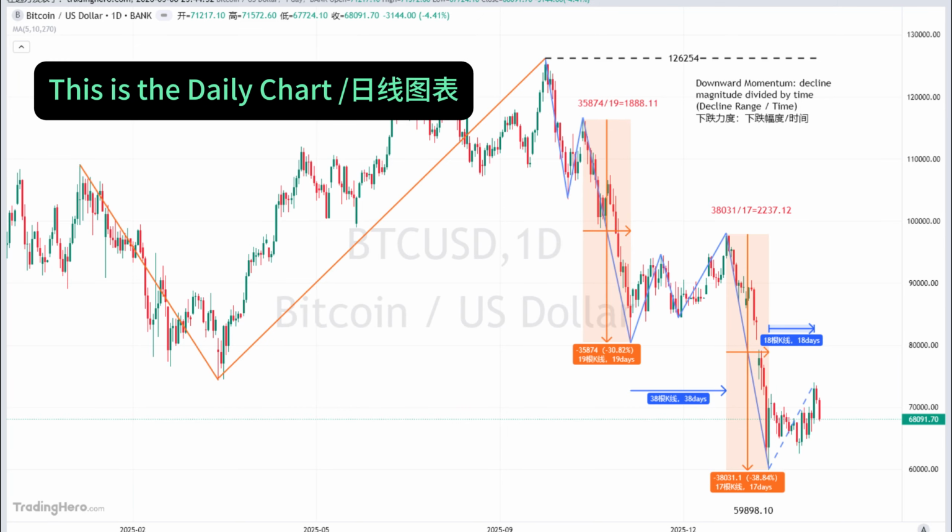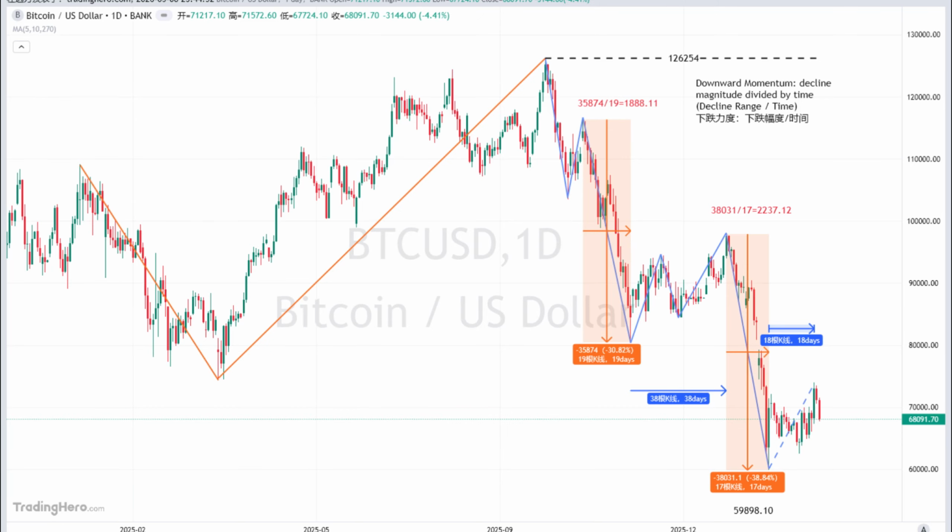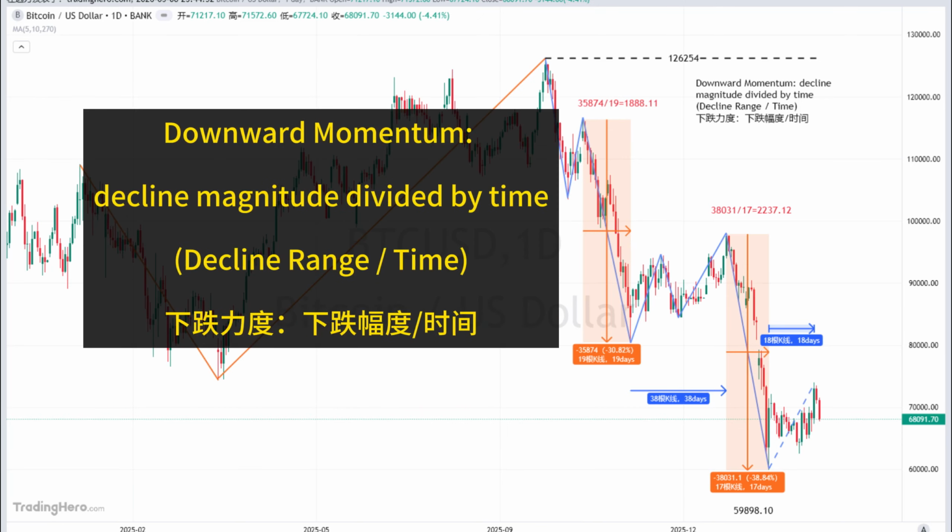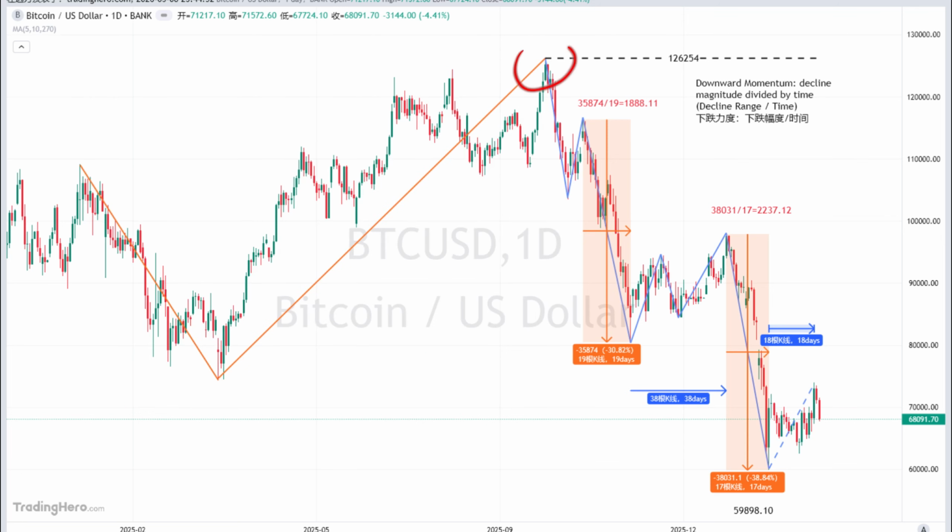Let's first look at the daily chart. On the chart, I've marked the calculation formula. The downside momentum is calculated as the magnitude of the decline divided by time. Starting from the high of 126,254, Bitcoin has mainly experienced 2 downside moves.